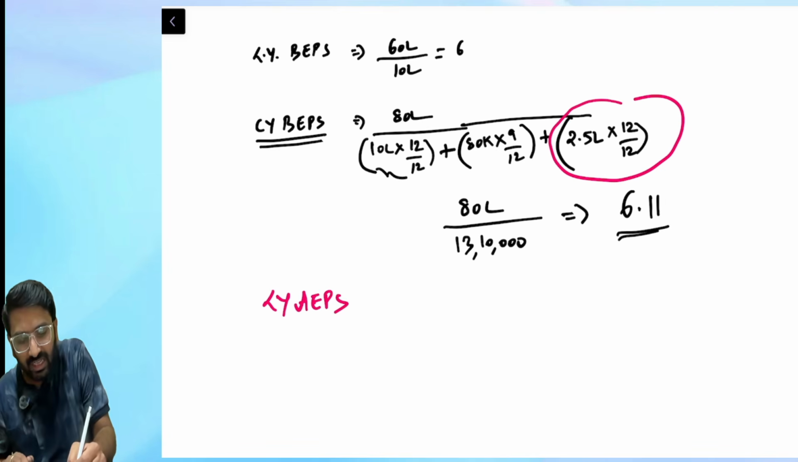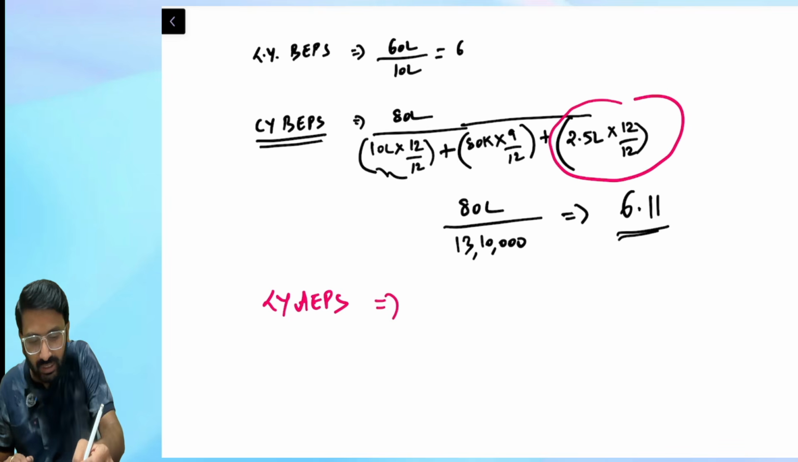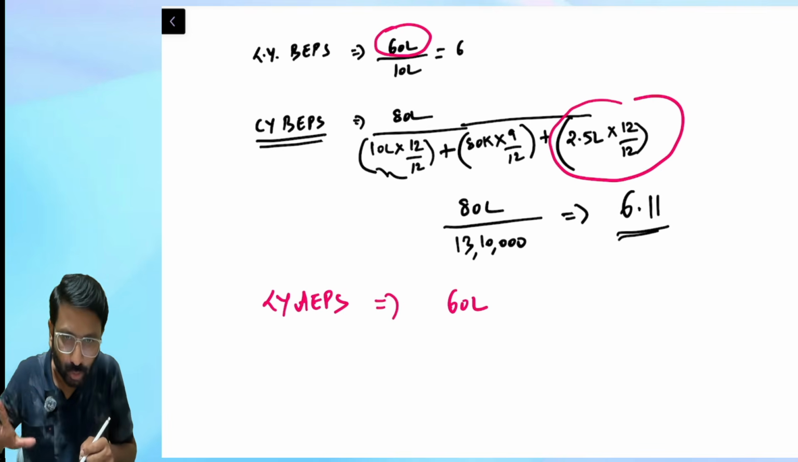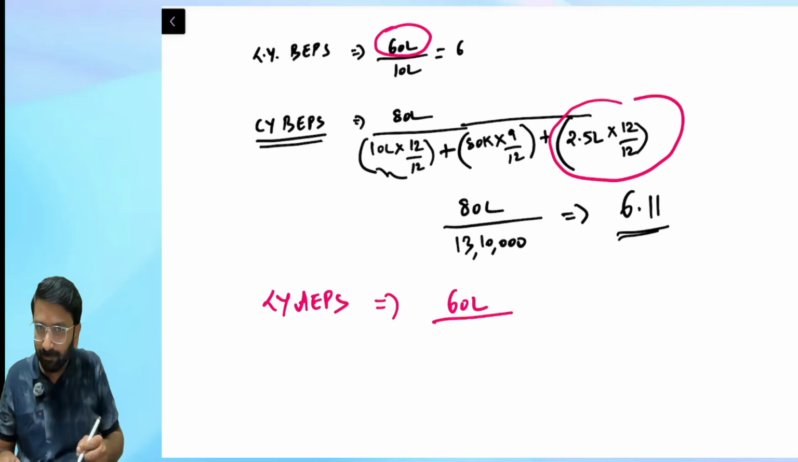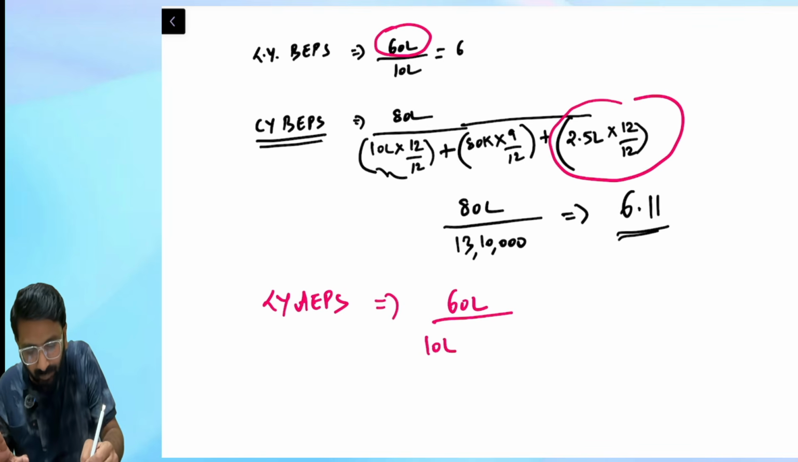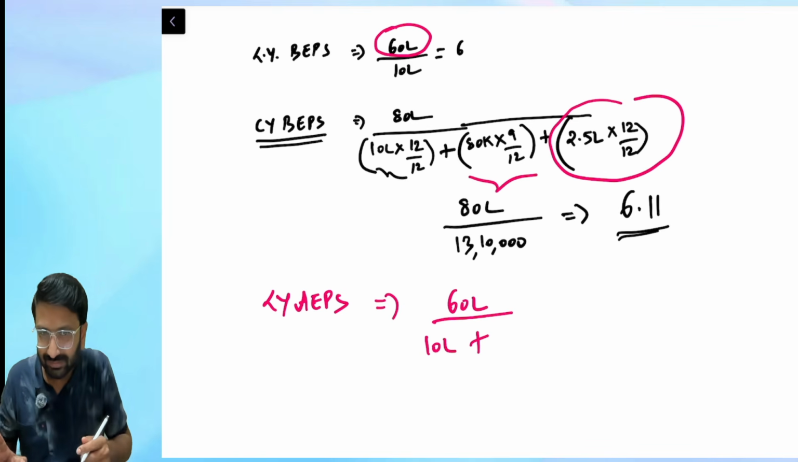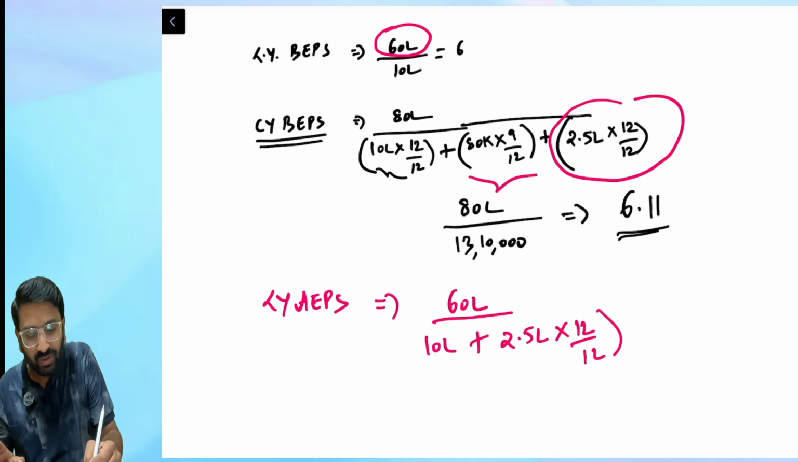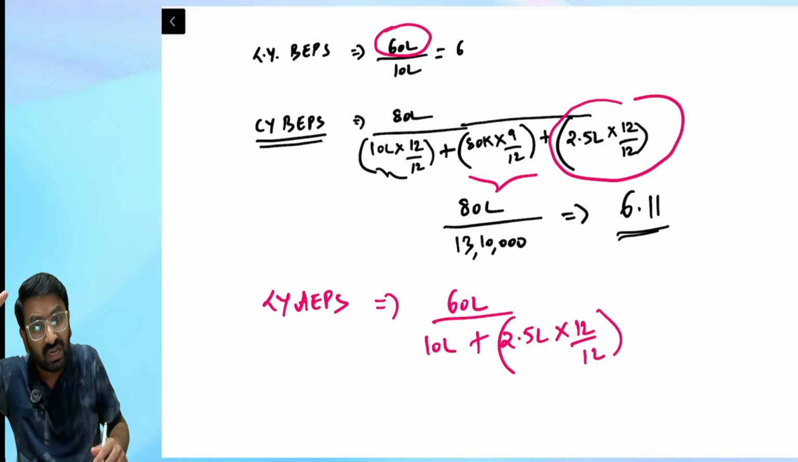And when you're calculating last year adjusted EPS, your numerator will be last year PAT, 60 lakh. Take profit available to equity shareholders. Divided by opening balance 10 lakh will be there for entire year. Plus this I'll not take. This bonus issue of 2.5 lakh will be there also for entire year. So we'll assume as if the bonus shares are there in the last year also.